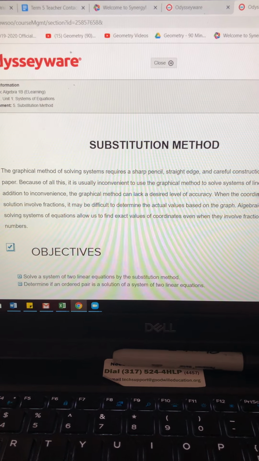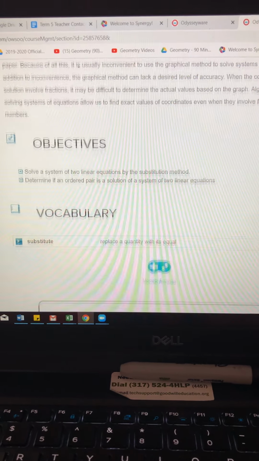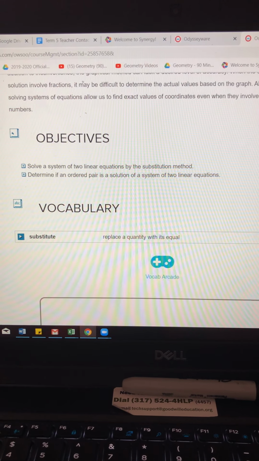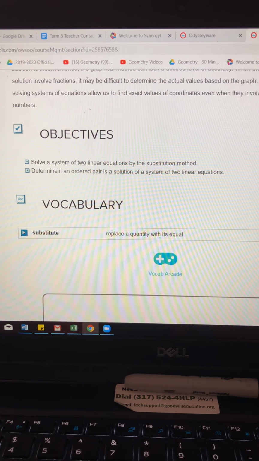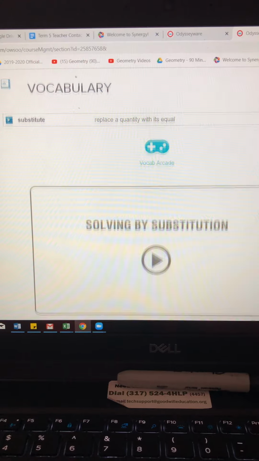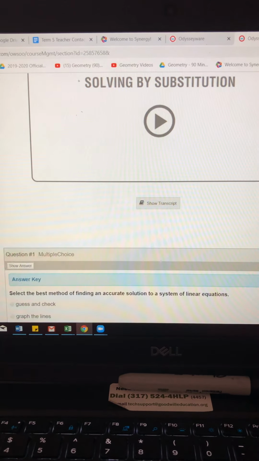The lesson starts out giving you some explanation of the substitution method. The objectives for this lesson are to solve a system of 2 linear equations by the substitution method, and to determine if an ordered pair is a solution of a system of 2 linear equations. There's a video for you to watch, which I strongly recommend you looking at.